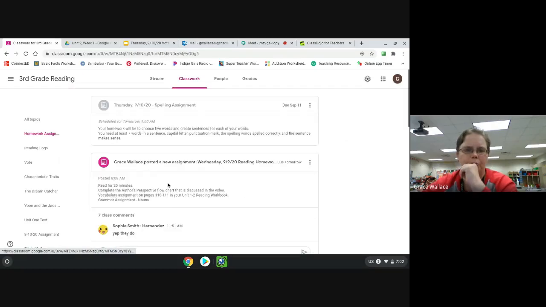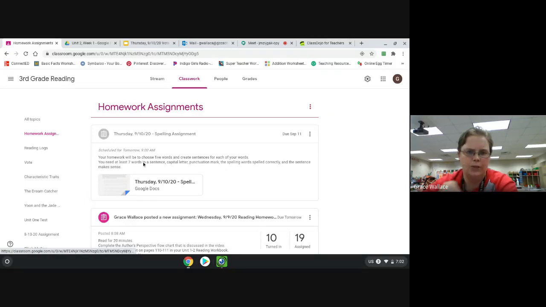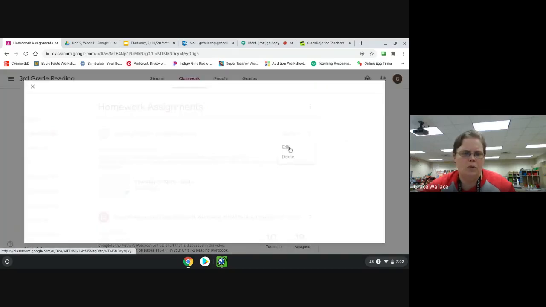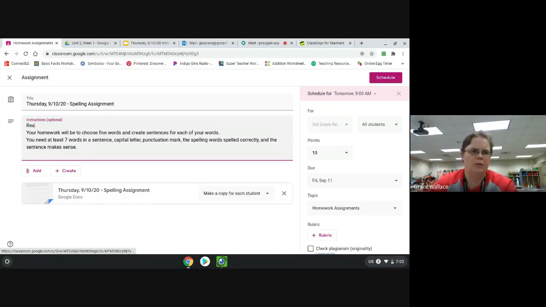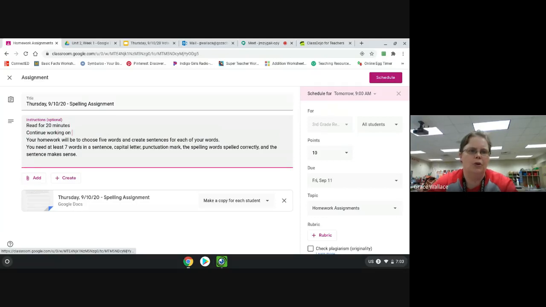And your homework will be to choose 5 words and create sentences for each word. You need at least 7 words in a sentence. Capital letter, punctuation mark, spelling words must be spelled correctly. And we'll change this a little bit. You'll also have read for 20 minutes. And continue working on your flow chart about author's perspective from our story Vote.